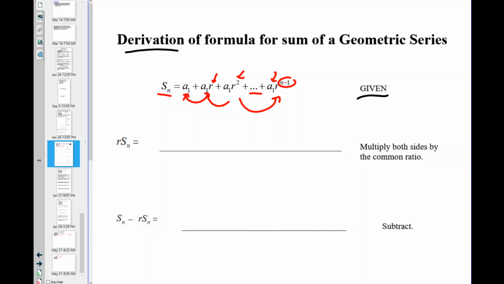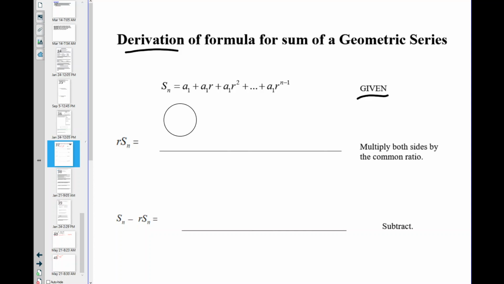What does it mean by n minus 1? Well, let's pretend that there were 10 numbers. If you started with a sub 1, how many times will you have multiplied by the common ratio by the time you're done? 9 times. That's why you see n minus 1. Because whenever you're done, you've only multiplied by that common ratio 1 less than the amount of terms there are. Follow me so far? Okay, this is just a given. This is just saying what makes a series geometric.